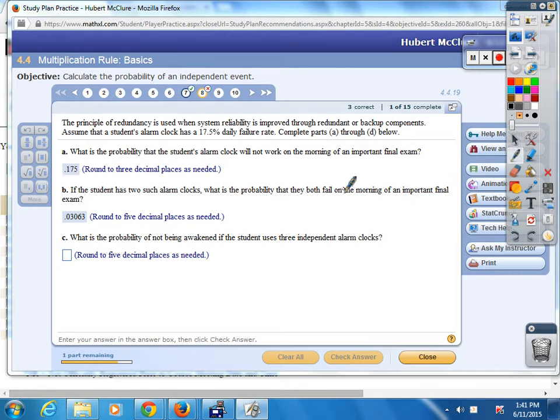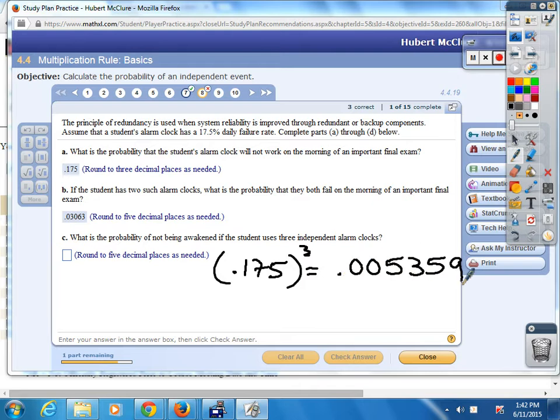I'll just write it. So that's going to be 0.175 raised to the third power. Give me 6 digits, please. All right, you ready? 0, 0, 5, 3, 5, 9. So that gives us 0.00536.